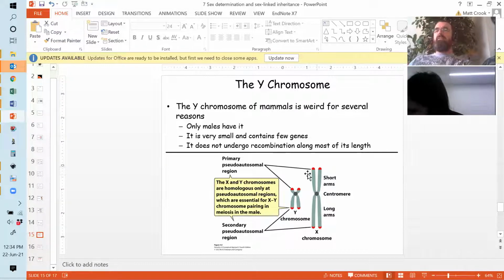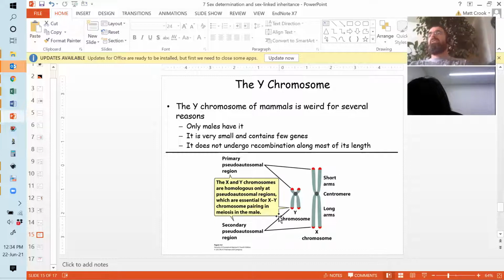So they do have these weird regions at the ends near the telomeres, which are there to allow those chromosomes to line up during cell division.